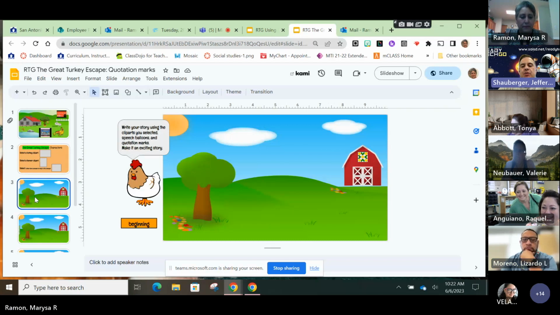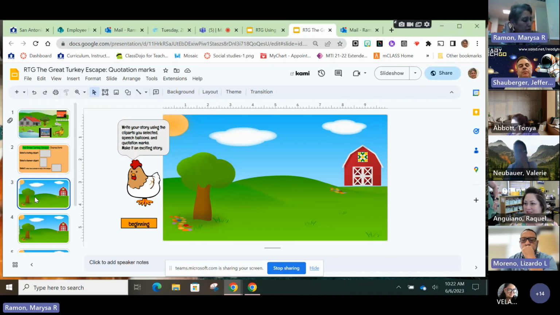Go right ahead. We do have a question that came in through the chat. Yvonne asked, so in the beginning for modeling, do you have their own copy to work on? Yes. I don't know if your district uses Canvas, but we use Canvas in SAISD. What I really like about Canvas is that when I assign it on Canvas, the children get their own copies. So when they open it up on Canvas, they have their own slides already ready for them.